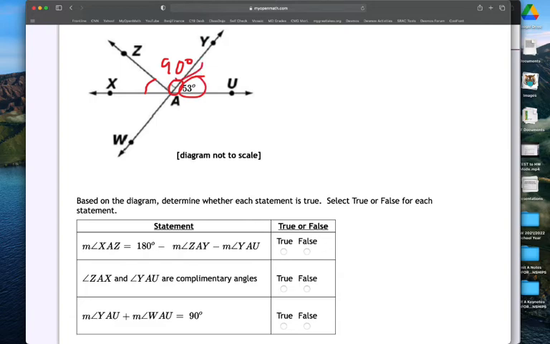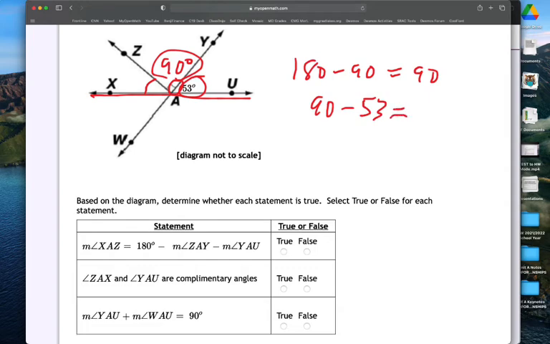And so, if that's 90 and all three of these are on the straight line and they have to add up to 180, 180 minus 90 is 90. And then 90 minus 53 is 37 degrees. So this is 37. So clearly 37 and 53 make 90 degrees. Therefore, they are complementary angles.